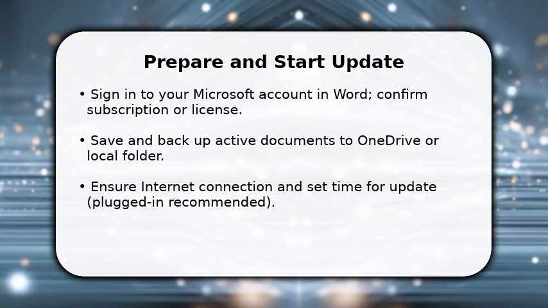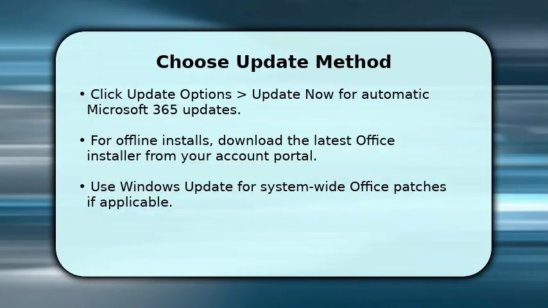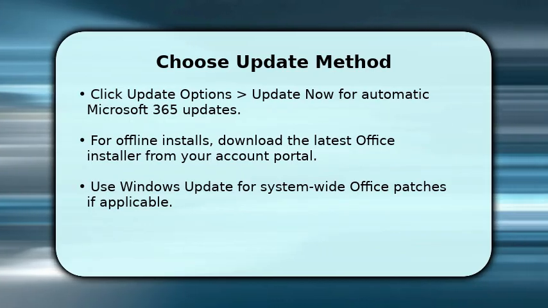Next, decide how you'll install the new Word version and why each path matters. If you're on Microsoft 365, click Update Options, Update Now inside Account. This pulls the latest build and keeps settings.